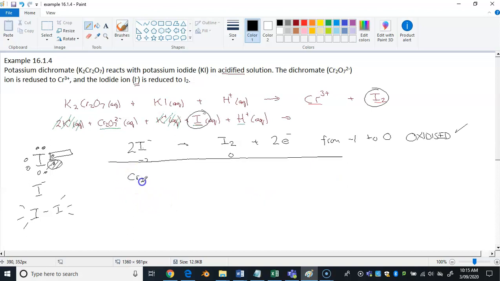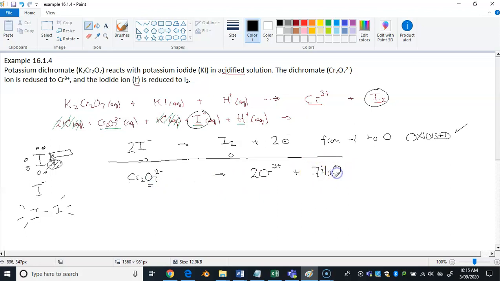We've got Cr2O7 2-. We don't know what state that's in over there, but we do know that it's going to go to chromium 3+. Okay, so I've got 2 chromiums here. I need 2 chromiums here. Now the way we deal with oxygens in this is we don't add oxide ions over here. What we do is we add something that's neutral, water, here. Now with 7 oxygens, I'm going to need to add 7 waters here.